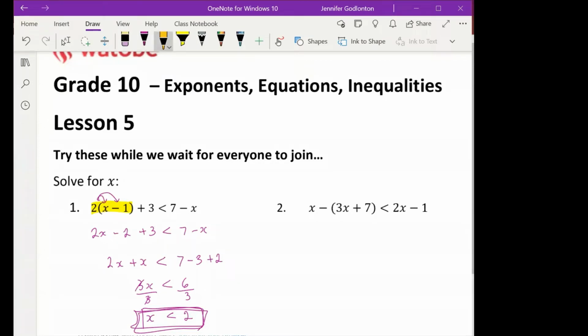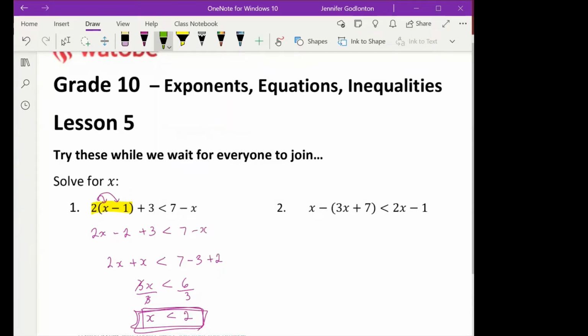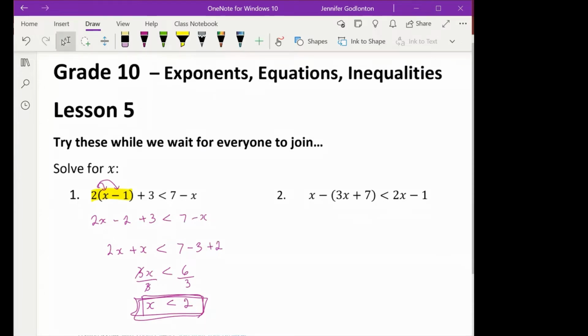Okay, question 2 was a little bit of a sneak attack because we had to be careful. In the second one, we have to take the negative. This was a little sneaky one. I was trying to see if I could trick you. So I'm going to have negative 3x minus 7 is less than 2x minus 1.